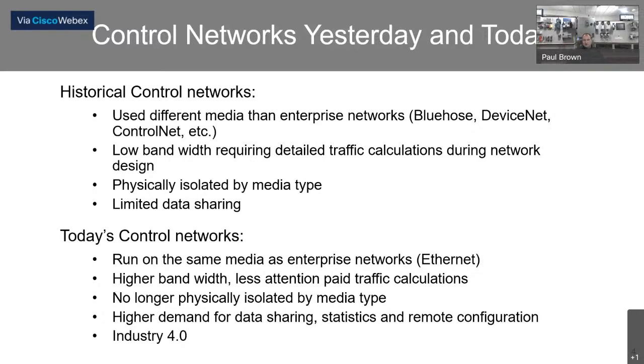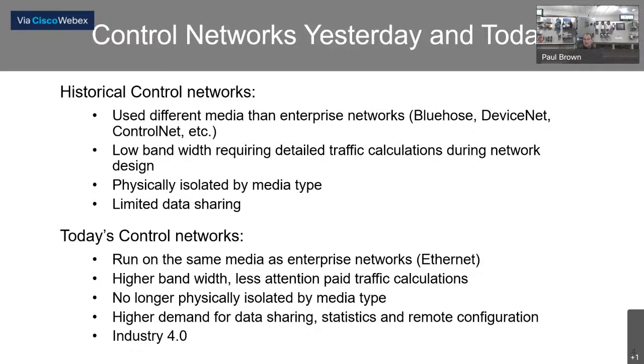Today's control networks, they are run on the same physical media as enterprise networks, that being Ethernet. With Ethernet comes a much higher bandwidth, and less attention has been paid to doing the calculations to ensure that you're not exceeding your cycle times due to the traffic on the network. A simple analogy would be the old networks had the throughput of, say, a garden hose, and now we have the capability of a fire hose.